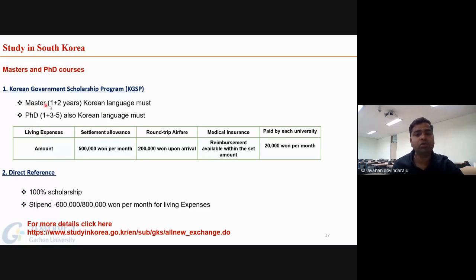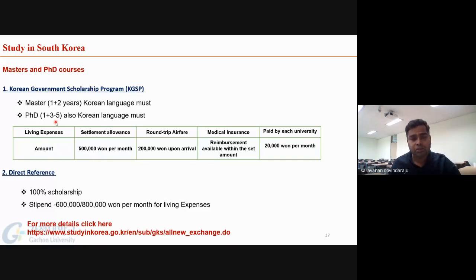So you do not belong to the professor, you completely belong to the Korean government. Whatever it is, the Korean government is responsible for you. For a PhD, it is the same: 1 year of Korean classes is a must, and you have to clear the level 3 examination in the Korean language. But it is dependent on the professor. The Korean government will give funding for up to 3 years only. After 3 years, if your professor allows, he will extend your PhD to 5 or 6 years, same as in India.